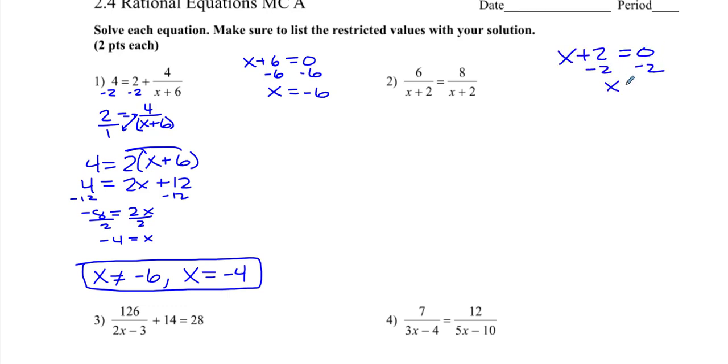Subtract the 2, we get x equals negative 2. So our first thing is x cannot equal negative 2. All right, now we got groups. Let's group them and then let's cross multiply.